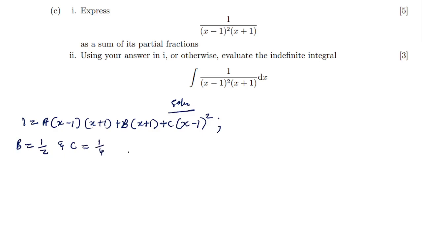So our duty there is just to replace these values where there is b and c. So you're going to get 1 is equal to a(x minus 1)(x plus 1), and then where there is b, you are going to put 1 over 2(x plus 1), and then you have plus 1 over 4(x minus 1) squared.